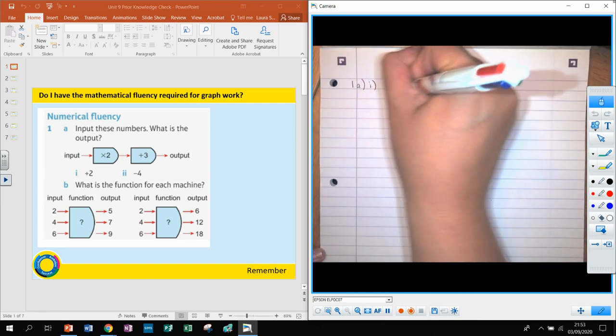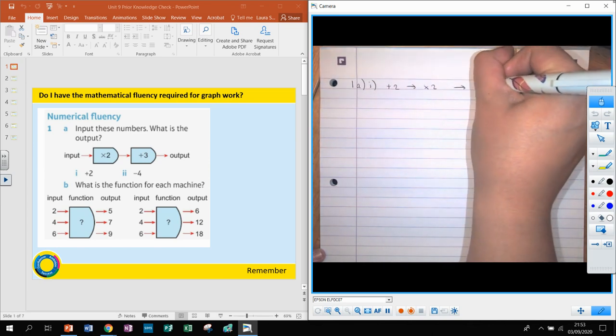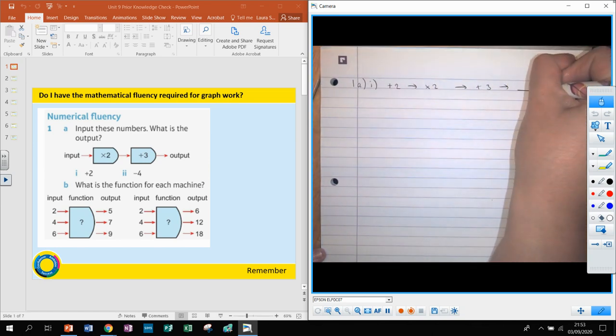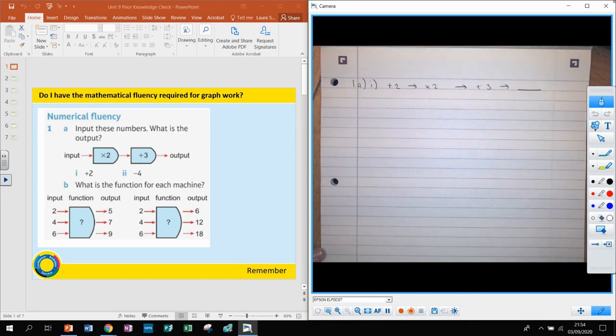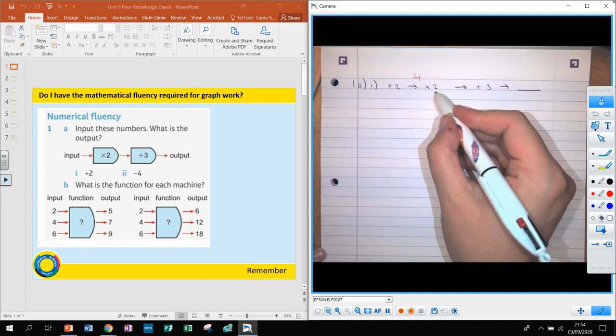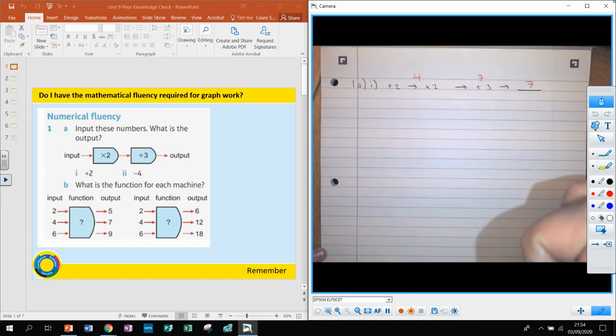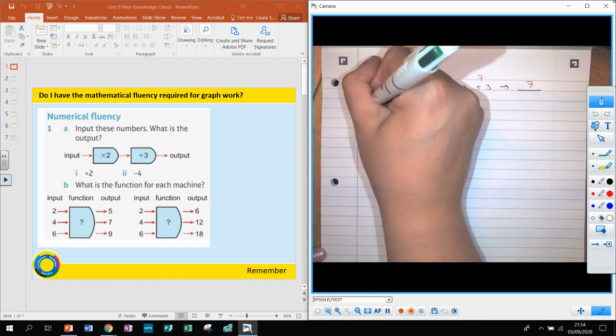We have a positive 2. We are going to first multiply by 2. We are then going to add 3, and that will give us our output. Okay, so let's take a look. Positive 2 times 2 we know is 4, and a 4 plus a 3 is 7, so our final answer is 7. Okay, well done if you got that.